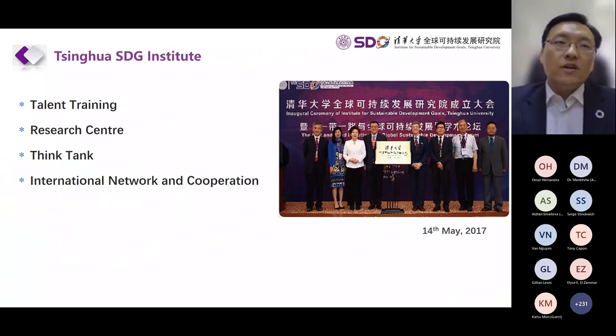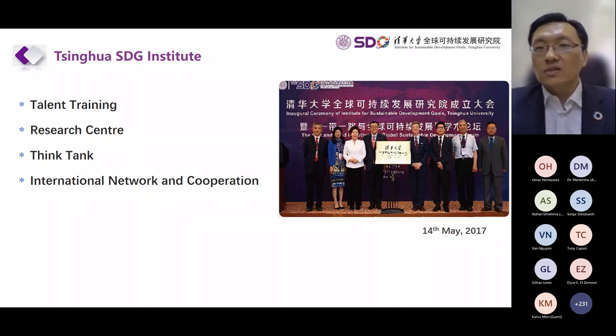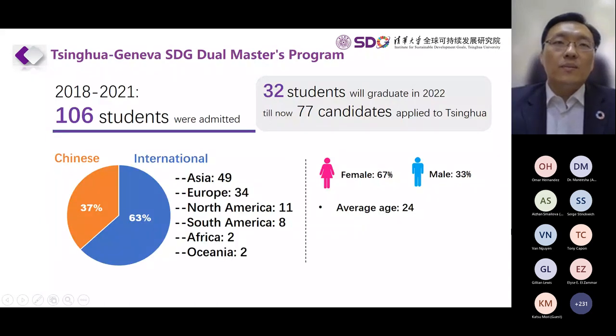Let me specifically introduce the SDG Institute, because this is an institute established just for implementing SDGs. We have four roles. One is training. The other is a research center. The third is a think tank. The fourth is international network and cooperation. This institute, of which I am the executive director, was established in May 2017.